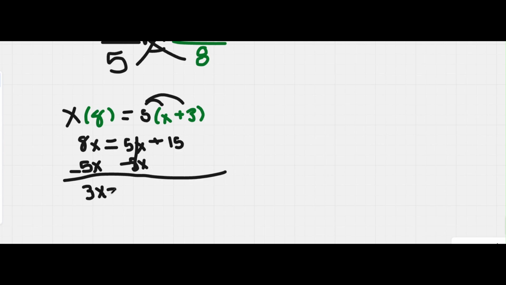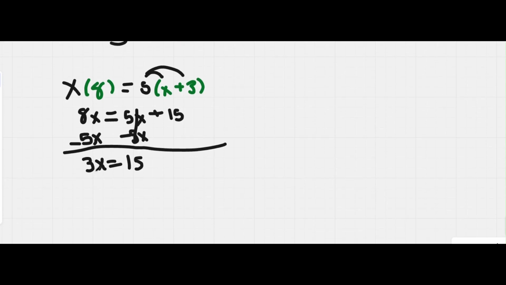And then we're just going to bring down everything else that wasn't affected. 15. Now remember, we're going to isolate the variable. So to get this x by itself, we have to get rid of that 3. And to get the 3 on the opposite side of the equal sign, we do the opposite operation. Here, 3x means 3 times x, so we're going to divide by 3 on both sides. And that's going to leave us with x equals 5.